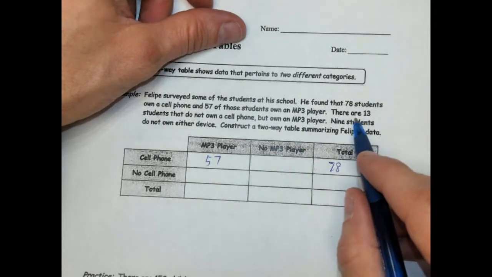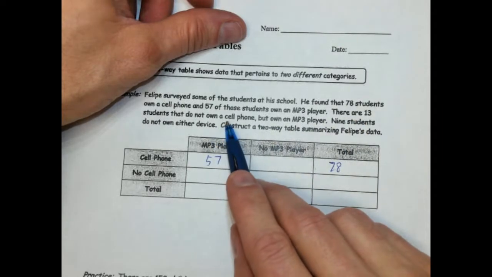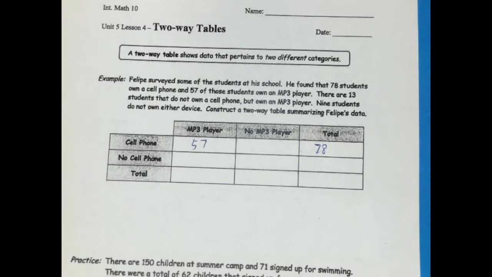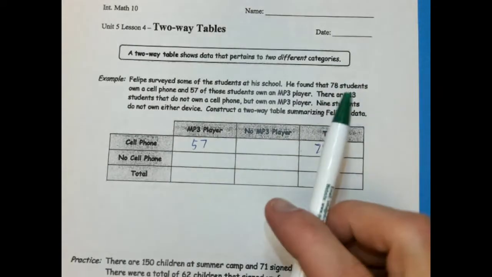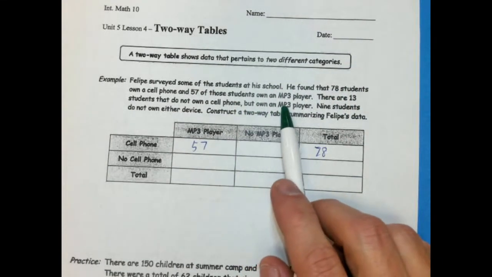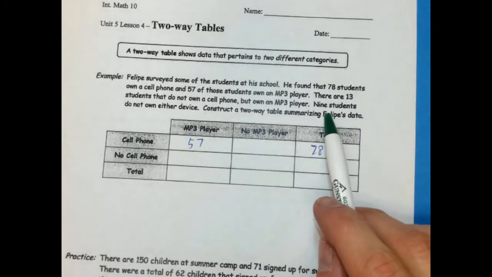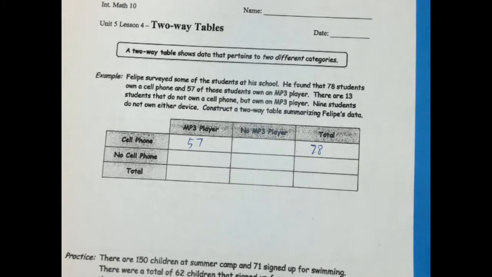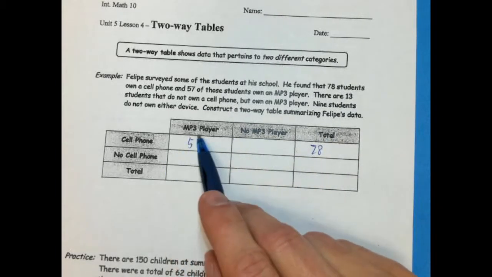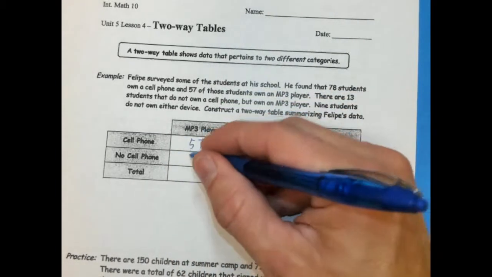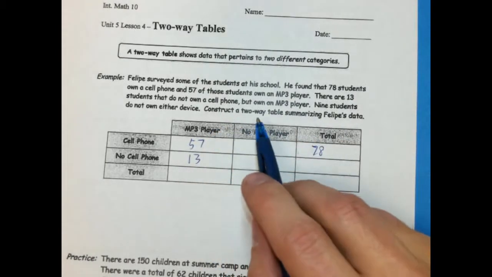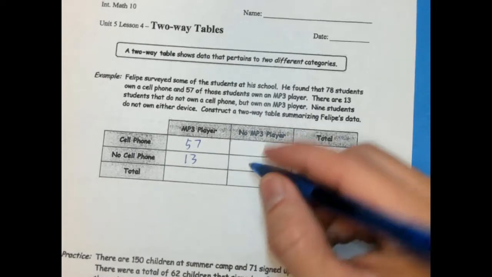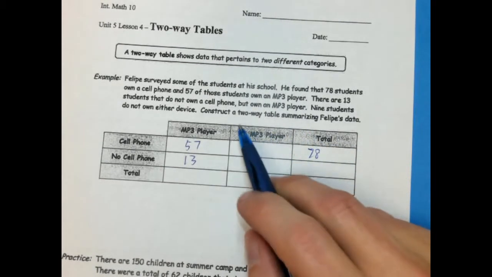We're told that there are 13 students that do not own a cell phone, but do own an MP3 player, and 9 students don't own either. So no cell phone, but they do own an MP3 player: 13 goes here. And then 9 students do not own either, so no cell phone, no MP3 player, so 9 is going to go here.